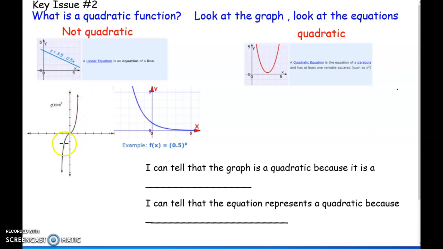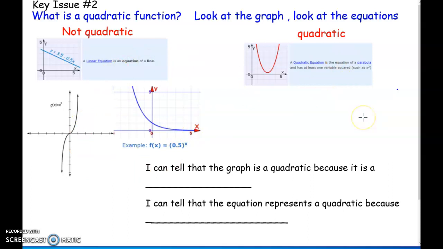This one down here, it is g of x is equal to x cubed. That's a cubic. And over here, we have this curve going on here, and it's f of x is equal to 0.5 raised to the x power. Okay, that's an exponential equation. And this is our quadratic over here. So we can see the difference from pictures.